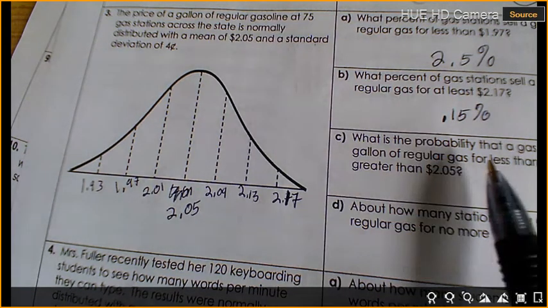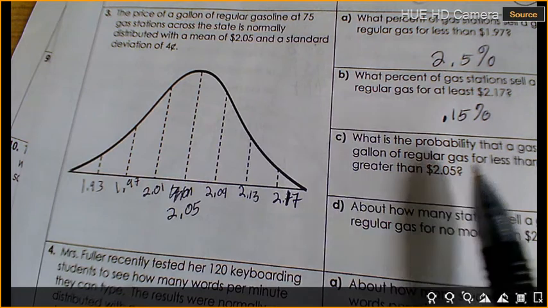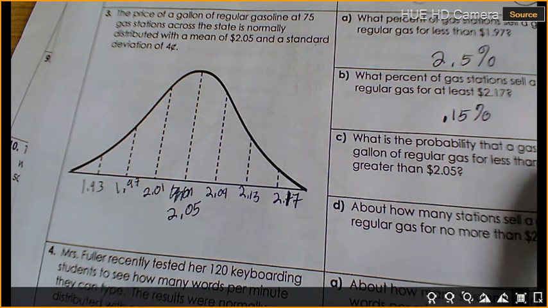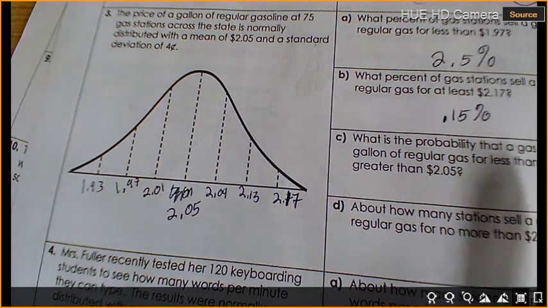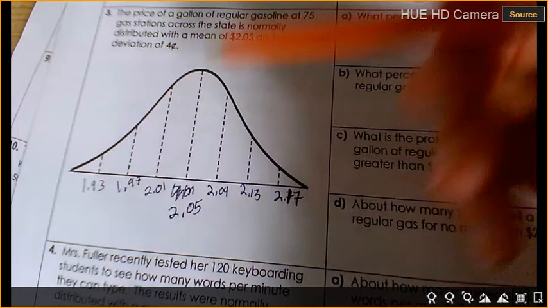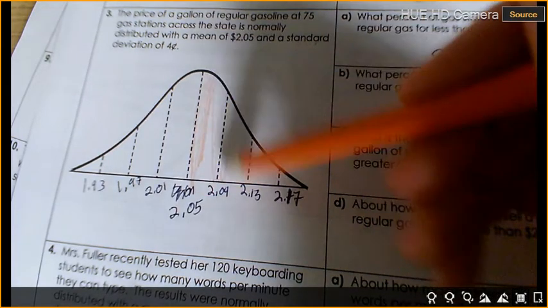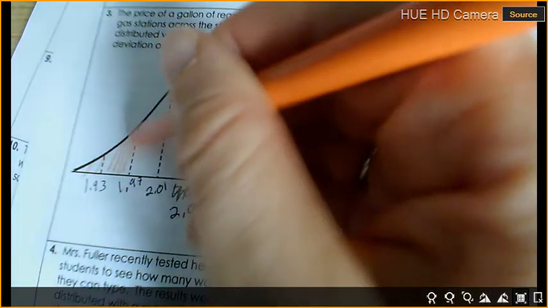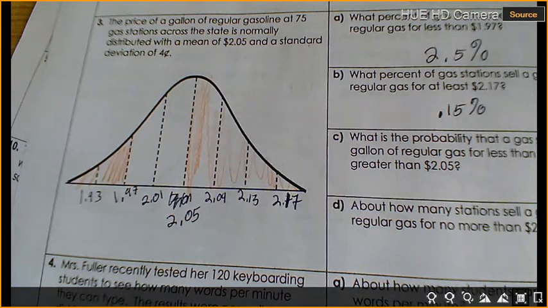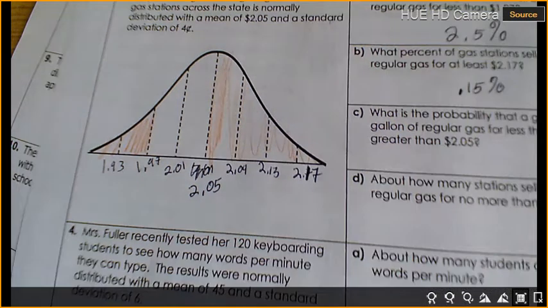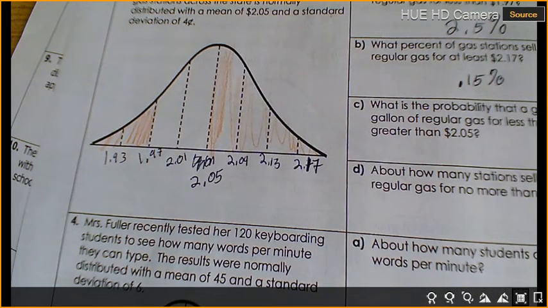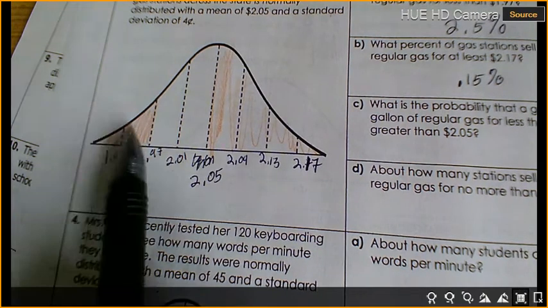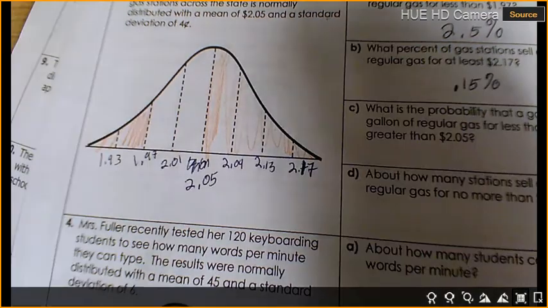What is the probability that a gas station sells a gallon of regular gas for less than 1.97 or greater than 2.05? So we know we want all of this up here and all of this down here. When I add it together, what do I get? Just add them. Once you add all those together, you add all of those spots. 1, 2, 3, 4, 5, 6 spots. I get 52.5%.